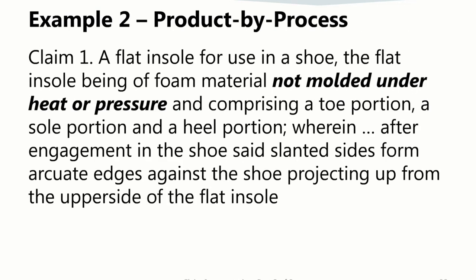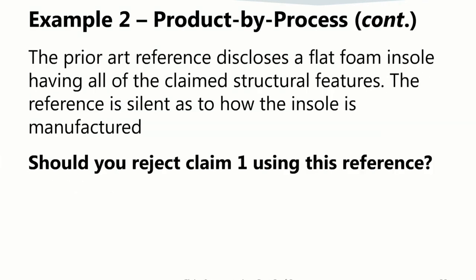Example 2 is drawn to a flat insole for use in a shoe. This claim is a little different from the claim in the previous example. You have the product, a flat insole for use in a shoe, and the process, not molded under heat or pressure. The rest of the claim provides more details about the insole. The prior art discloses a flat foam insole that has all of the structural features claimed. The reference provides no disclosure as to how the insole is made.